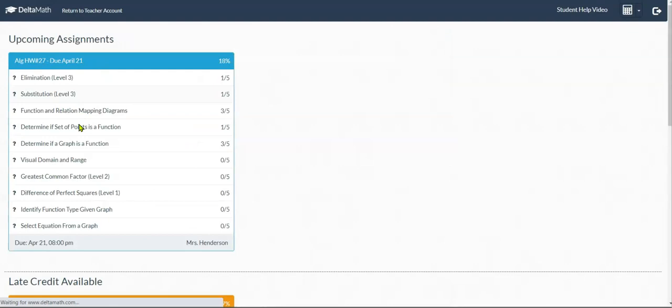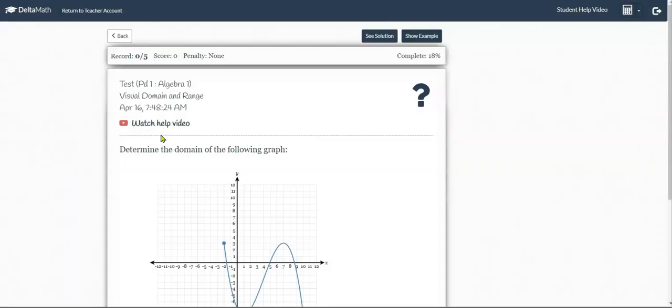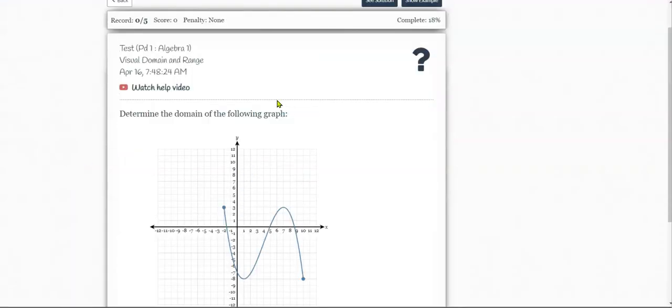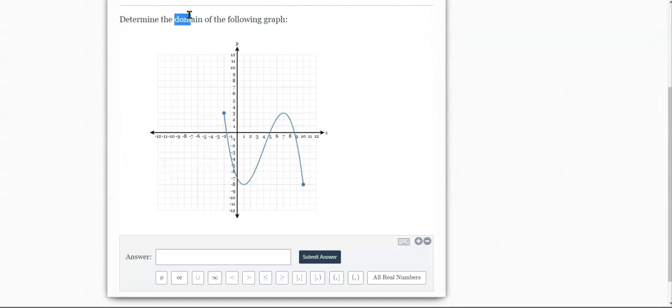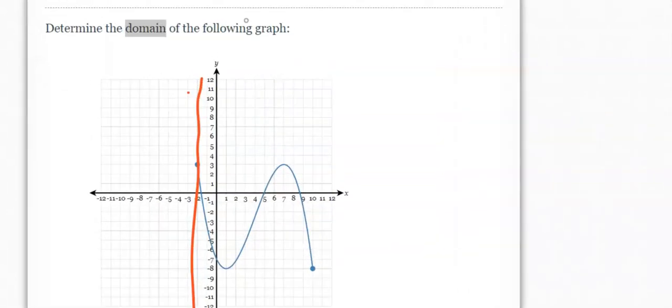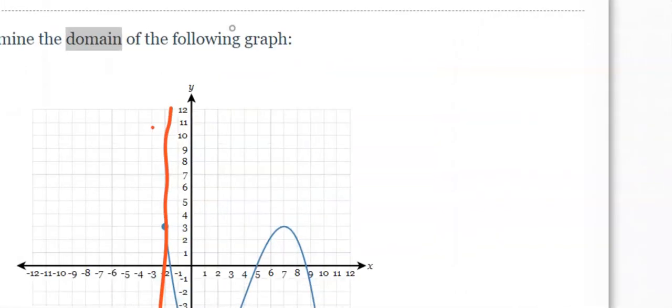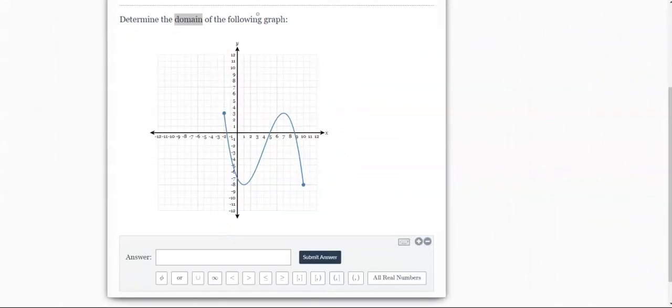All right, let's take a look at the next task. Visual domain and range. So be careful that you're reading the vocabulary correctly here. To determine the domain means to look at the spread of the x number line, how far to the left and how far to the right does the graph scan.